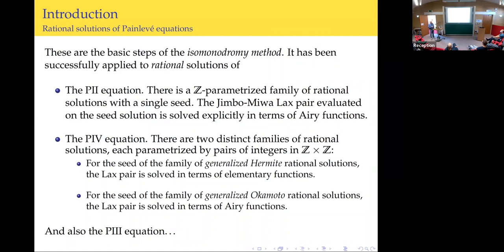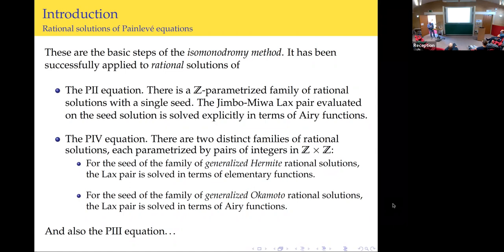And in the case when we start with generalized Hermite solutions and we pick the simplest case as our seed, the Lax pair can be solved just in terms of elementary functions. You don't need anything more than exponentials for that. And in the case of the generalized Okamoto rational solutions, you have to use Airy functions, just like we did in the case of Painlevé 2. Okay, so that's about rational solutions of P4 and P2.